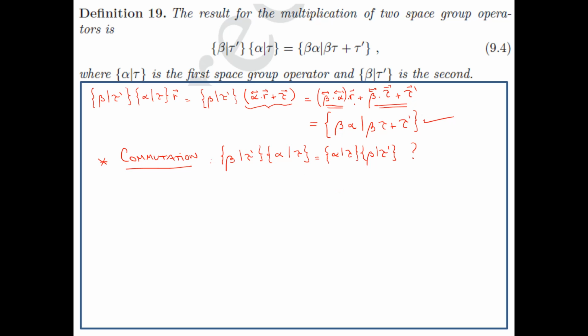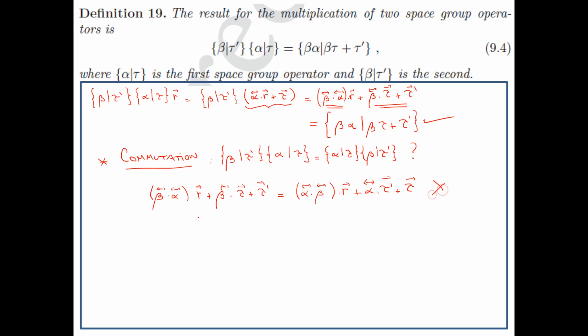In general that's not the case. So we're gonna apply the same rule here. In the left hand side I have what I just wrote before. When I apply this to a vector r, the result is beta alpha applied to r plus beta applied to tau plus tau prime. And in the right hand side it's just the opposite. I just switch alpha and beta and tau prime. So I would have alpha times beta r plus alpha applied to tau prime plus tau. Okay? And you can certainly see that's not true in a general case.